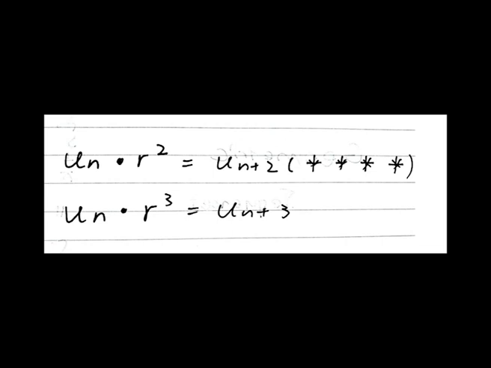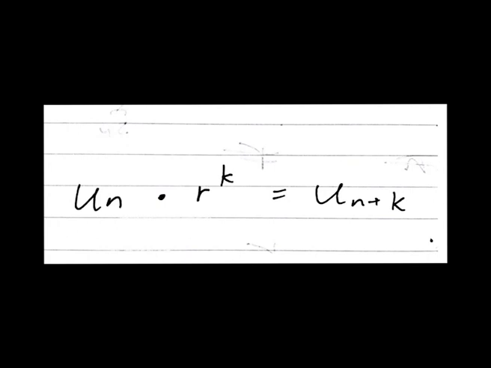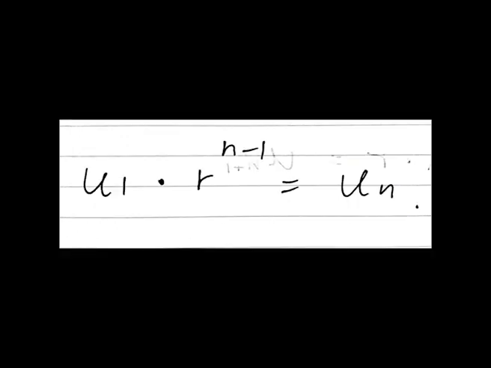Now we can clearly identify a pattern. If you didn't, pause the video and take a closer look at it. Yes, the pattern we have discovered is un times r to the power of k equals un plus k. If we assume n to be 1 and k to be n minus 1, what can we find? Pause the video again for a couple of minutes if you haven't found the pattern. Yes, what we've got is u1 times r to the power of n minus 1 equals un. It is, from my perspective, one of the most significant formulas for geometric sequences.